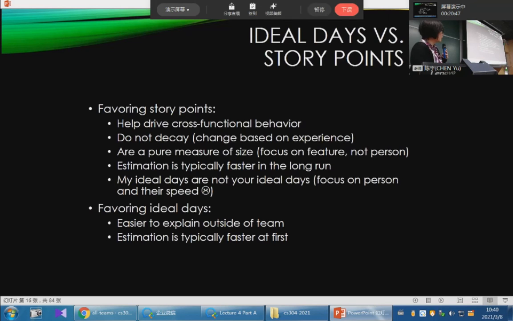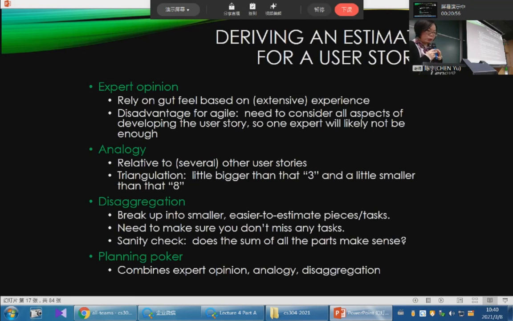Ideal days are a precise measurement of the days that you need. Story points are relative. And then when you want to get estimations, you can make use of several approaches. You can look at expert opinions, based on your experience. That could be someone in your group who is more experienced in this, but there is some disadvantage because we want to consider a lot of aspects. If you have only one expert, that will not be enough for the estimation.